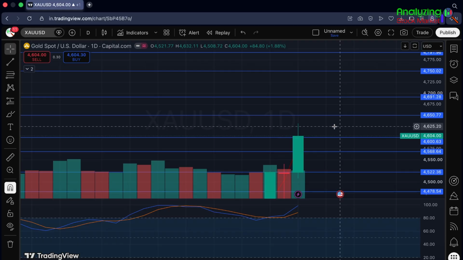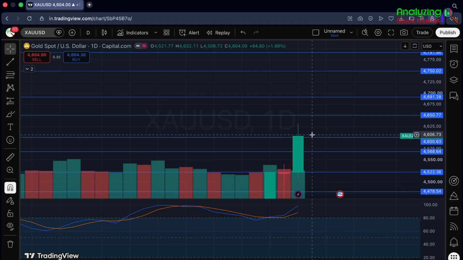Now let's talk about my opinion on gold USD, that is XAU USD, for this week. According to the previous week's momentum, I'm expecting a negative move in this zone, that is 4568 to 4600. I think it can fall till this level as well, but we'll always go according to the candle closing, that is, a confirmation candle.